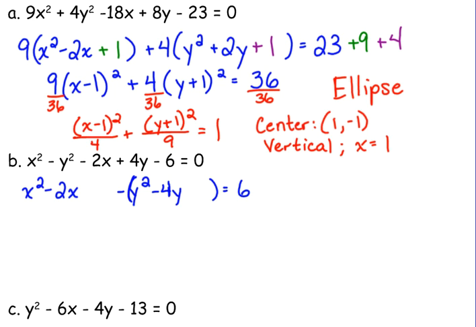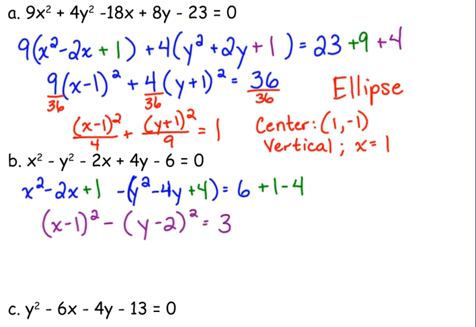Any hypotheses yet? Okay, complete the square with the x. We add 1. We didn't have GCF, so we can just add 1 to the other side. Complete the square with the y's. -4 divided by 2 is 2. 2 squared is 4. So we add 4 inside the parentheses, but there was a negative in front, so we got to subtract 4. So let's keep simplifying. We got x minus 1 squared minus y minus 2 squared is equal to 3.